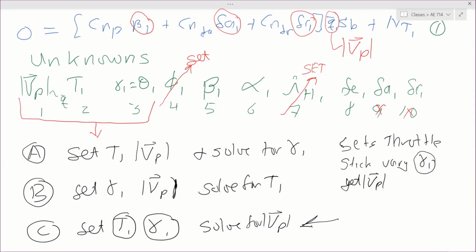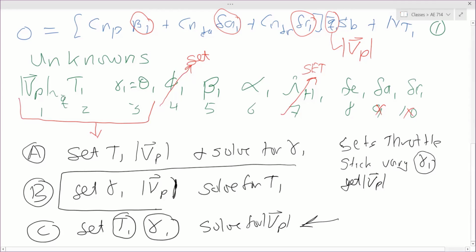All right, so the solution that we go for is this one, because typically we'll want to say, I want to show that the airplane can fly at 130 knots at 0 flight path angle, or I want to show that the airplane can climb at 3 degrees at a certain airspeed. So the solution that we're going to do is that one there.